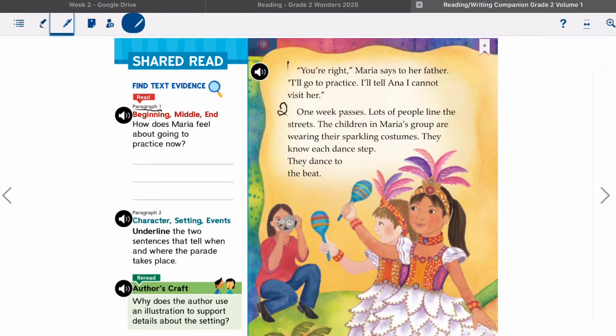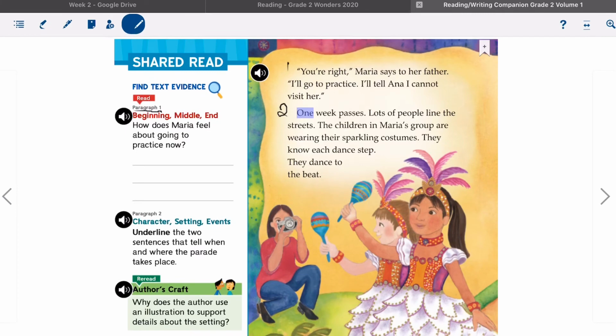Oops, I'll hit the button now. "You're right," Maria says to her father. "I'll go to practice. I'll tell Anna I cannot visit her." So now she's thinking that she cannot visit her. So how does she feel about going to practice now?